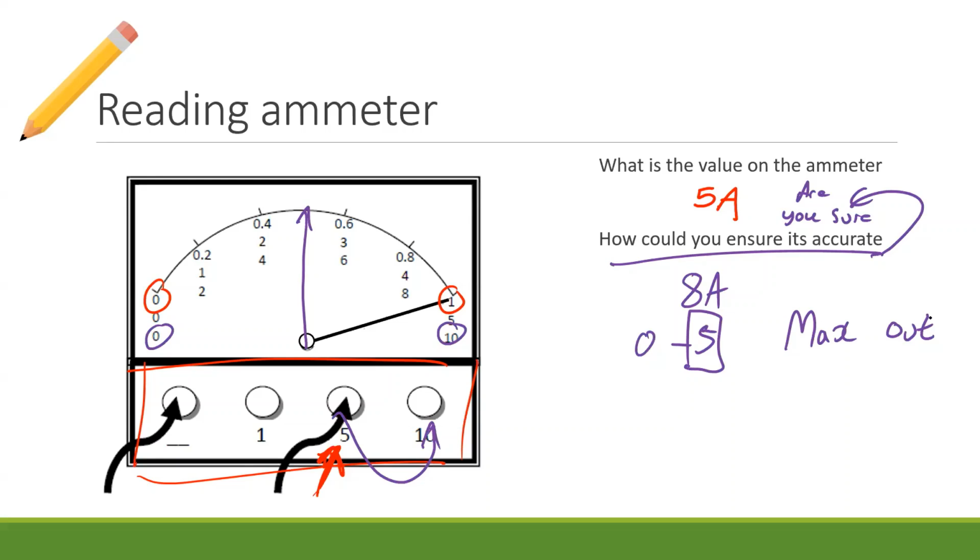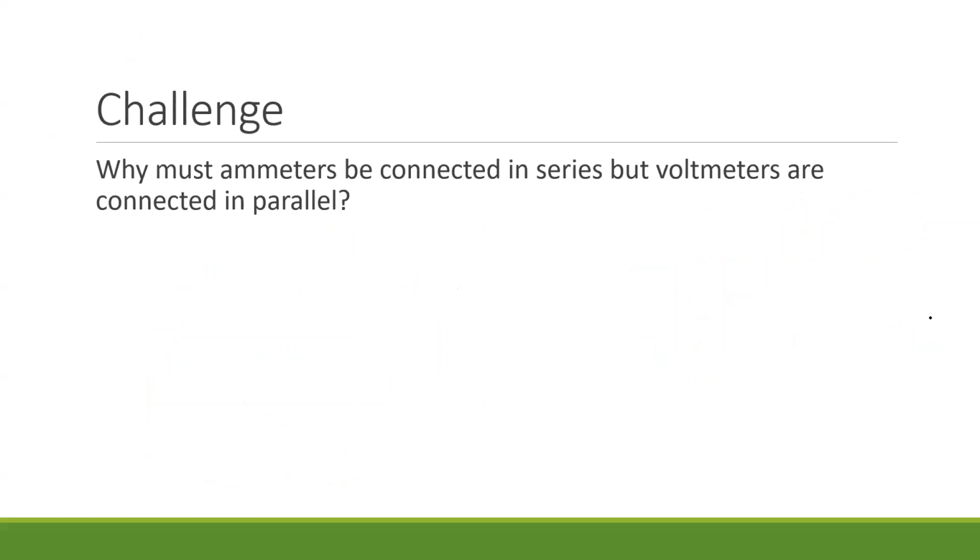Now, the last thing I like to always talk to students about is this common mistake. It's a bit of a challenge here, but why must amp meters be connected in series but voltmeters are connected in parallel? We already sort of talked about this, but I wanted to talk about one of the problems that happens when you hook these up wrong.